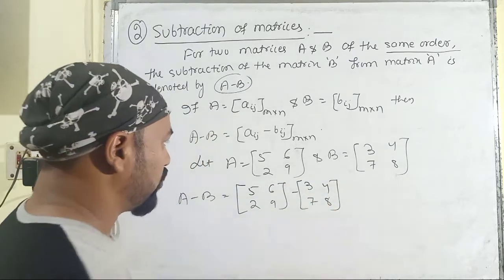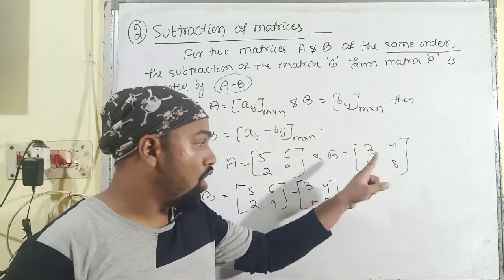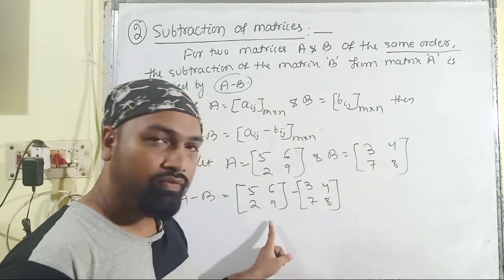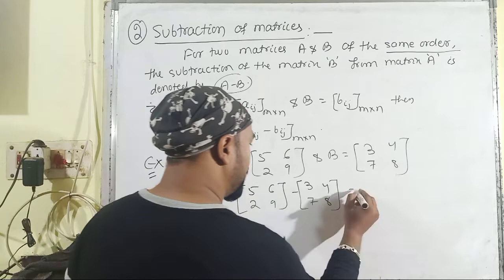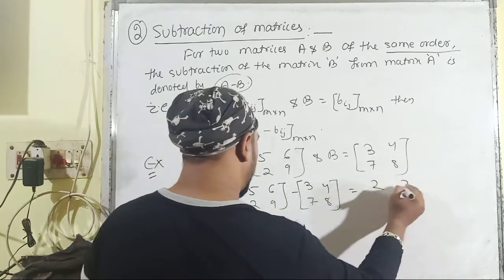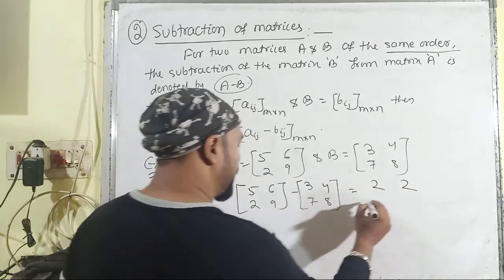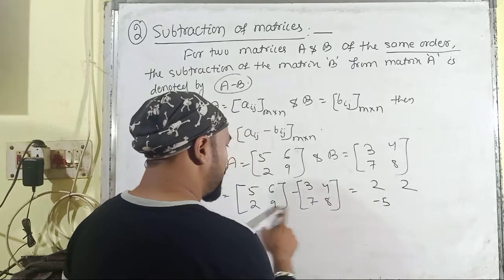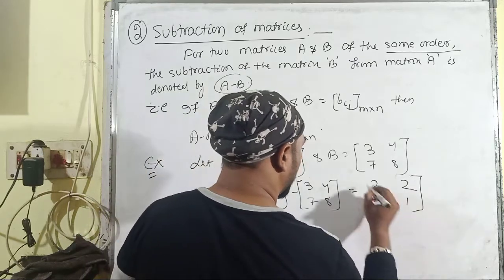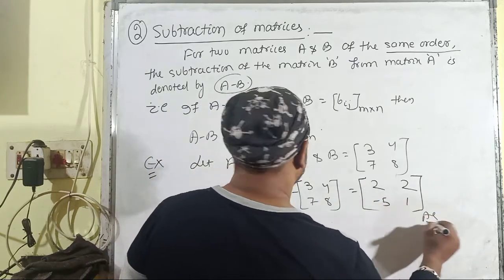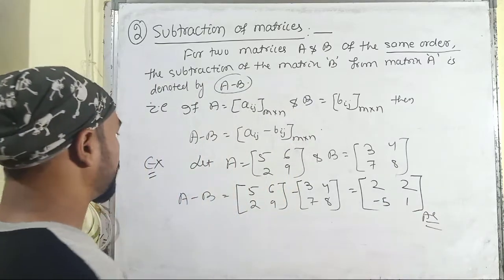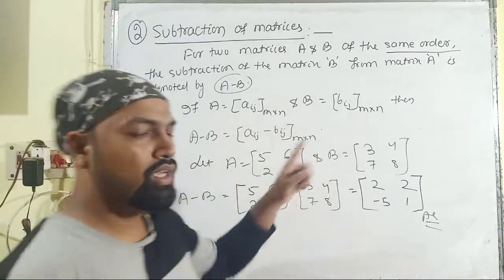We have to subtract the corresponding elements of the second matrix from the first matrix. That means 5 minus 3 is 2, 6 minus 4 is 2, 2 minus 7 is minus 5, then 9 minus 8 is 1. And this is the resultant for the subtraction of the two given matrices A and B.